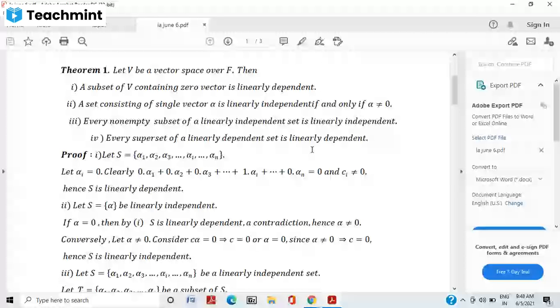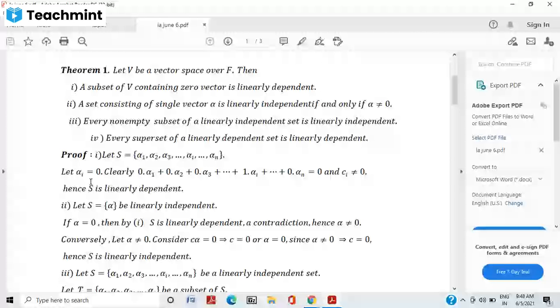Then we will prove one by one. We will discuss the first one: what is it? A subset of V containing the zero vector. Consider S equal to {alpha 1, alpha 2, ..., alpha n}. We take alpha i equal to 0. Then alpha i equal to 0, only one element.